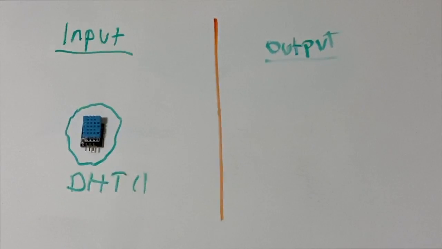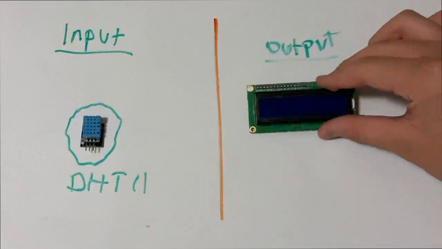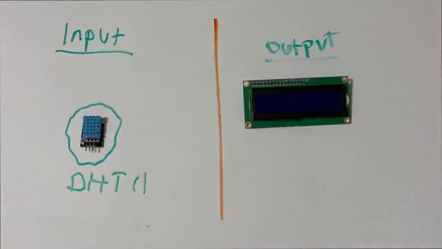Next, I'm going to define my outputs. I want to print out the temperature onto an LCD display. I also want to create a line of LEDs that will show me the color green for if my room is room temperature, red for if my room is too hot for my liking, and blue if the room is too cold. As an extra bonus, I will also make a button change the temperature reading from Fahrenheit to Celsius.